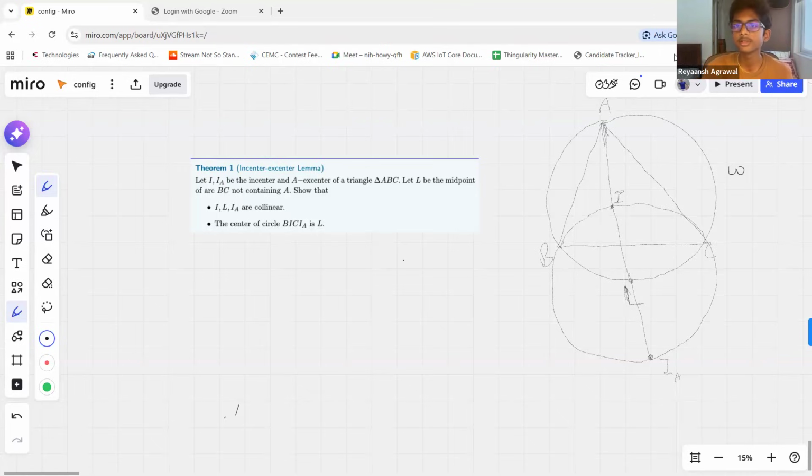Can people please unmute? Feel free to unmute in my class. Clear, okay, sure. Now, can anyone show that if I_A is the A-excenter, then BICI_A is cyclic? Angle ICI_A is 90, so is angle IBI_A. Sure, great. And can you show that L would be the center of the circle?